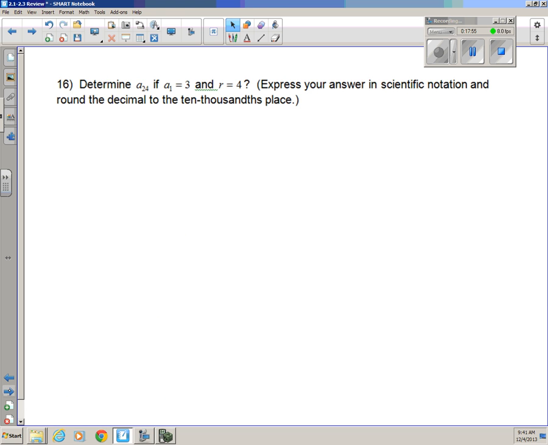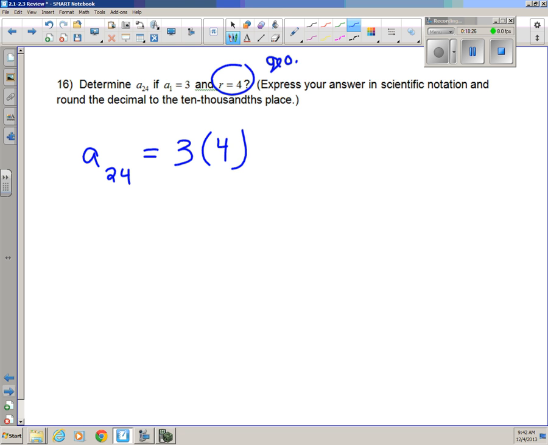Okay, next. Determine the 24th term if the first number is 3 and the r, the common ratio. This means it must be geometric. Okay, so ratio, not a d, not a difference. Express your answer in scientific notation and round the decimal to the 10,000th place. So if we were to set this up, I want the 24th term. My first term is 3. My common ratio is 4, but I need 23 more of those 4s, right? Because the first number is already 3.